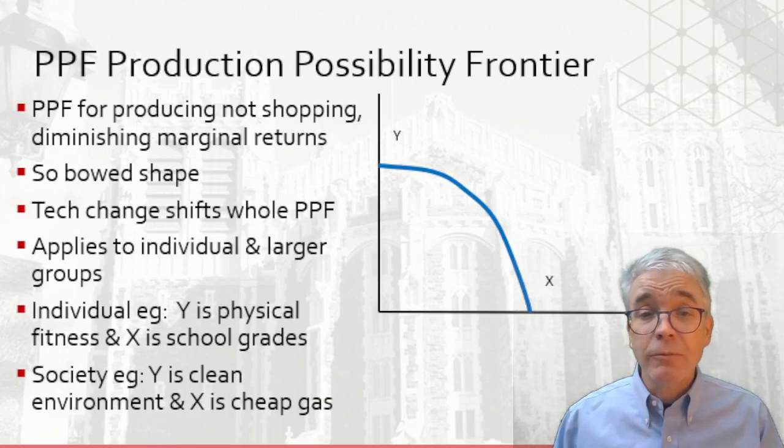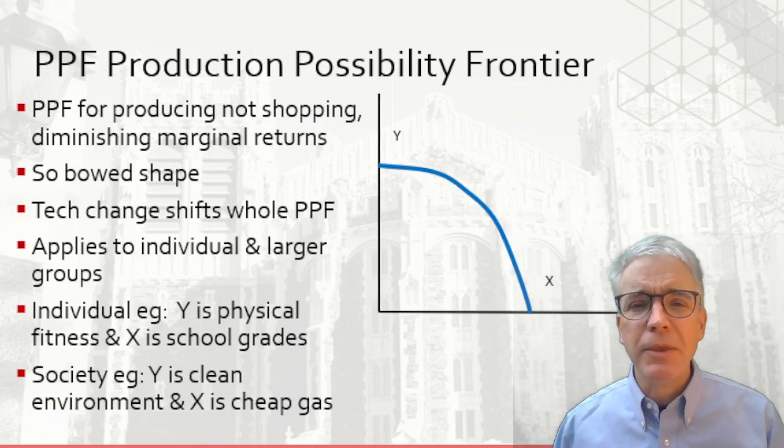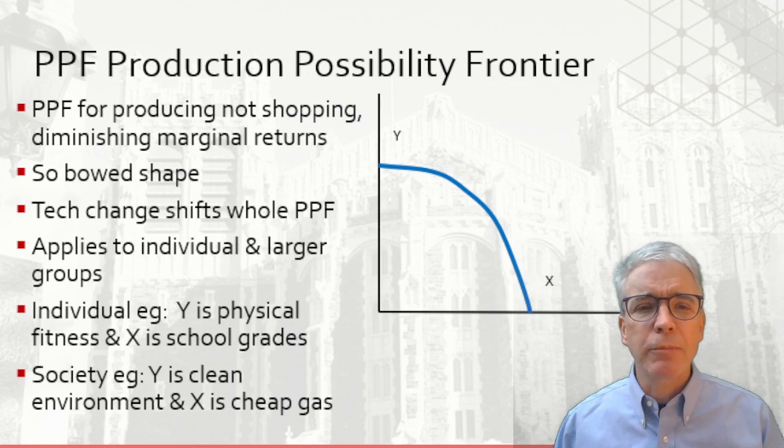Moving from the budget line, which is often a straight line, to a more complicated function, we call this the production possibility frontier, the PPF. This shows how much of 2 different things, X and Y, can be produced. Unlike the budget line, where the price is often constant, in this case, the slope of the PPF changes. It has this kind of bowed out shape.